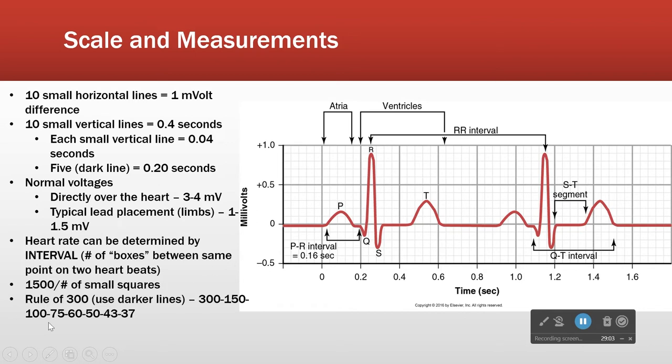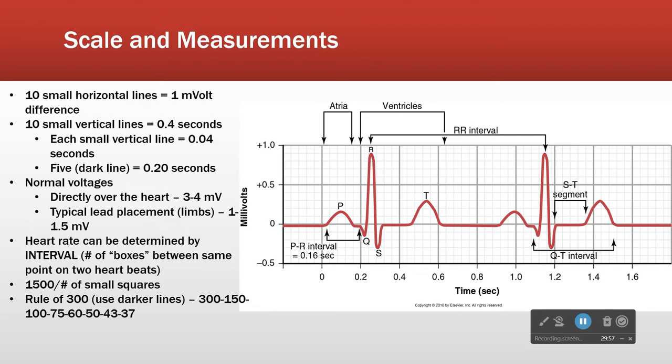Well, there's an easy to remember one, and then there's an easy to use one. The rule of 1500 says this: count the number of little boxes between two points, and then take 1500 divided by that number. Easy to remember, hard to do, because you have to count all the little tiny boxes. So let's see, that's 1, 2, 3, 4, 5, 6, 7, 8, 9, 10, 11, 12, 13, 14, 15, 16, 17, 18, 19, 20, 21, 22. So 1,500 divided by 22 is, math wizards? 68. Does that sound like a reasonable heart rate? Yeah. So that one's easy to remember, but you have to do a lot of counting.